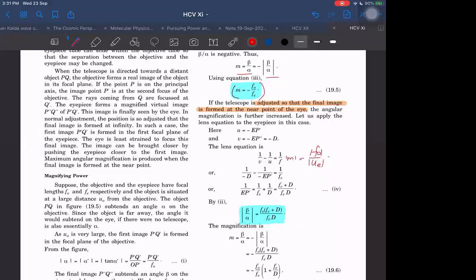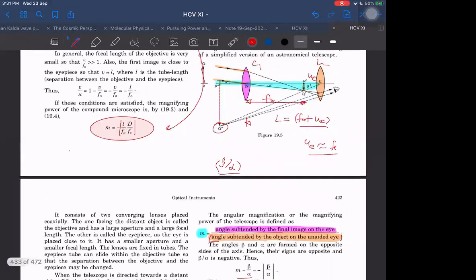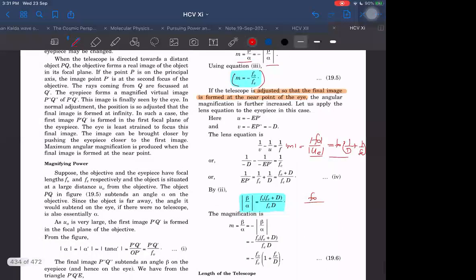Which will become, as you already know, 1 by UE equals 1 by D plus 1 by Fe. That was 1 by UE, so that is equal to F naught, then F naught by, the same thing, just write the value of UE here. In the diagram which they have given, it is actually UE, because the image is formed at a distance D. Understood or not?